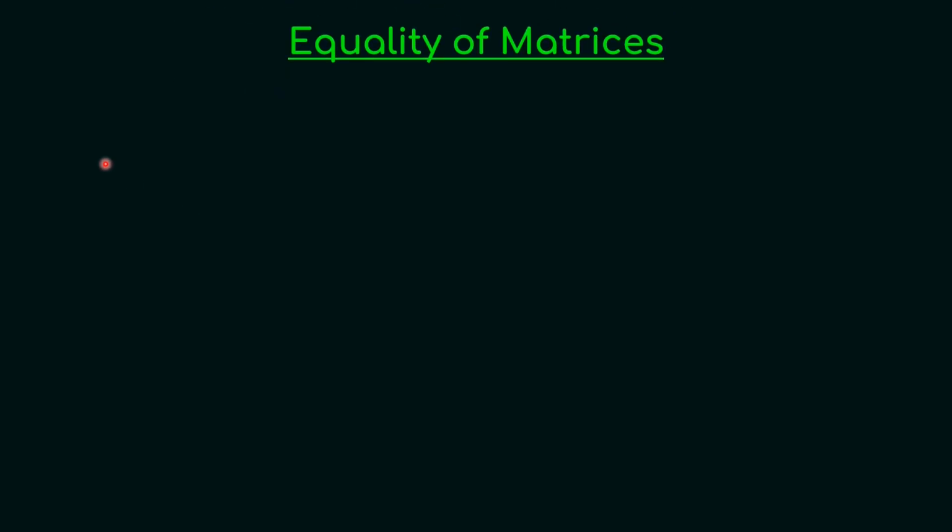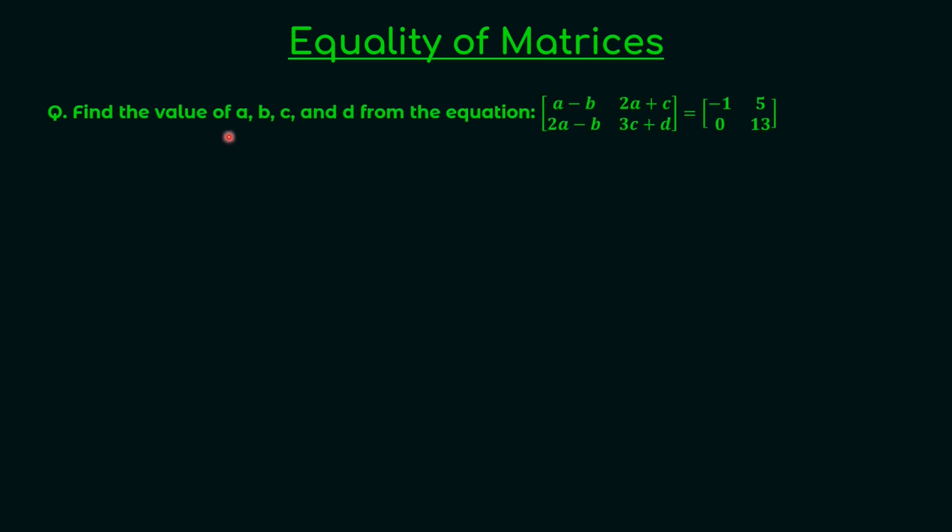Let's try solving a small example. Find the value of A, B, C and D from the equation [A - B, 2A + C; 2A - B, 3C + D] is equal to the matrix [-1, 5; 0, 13].